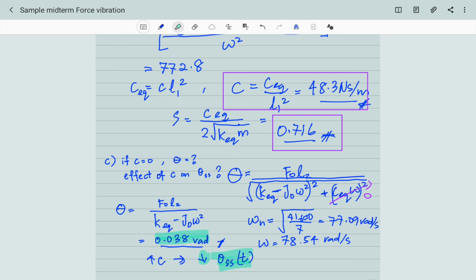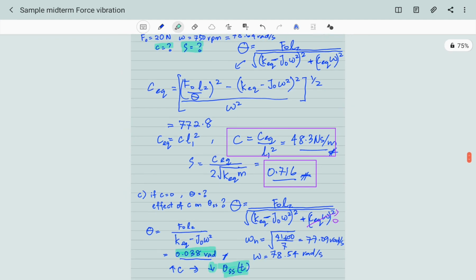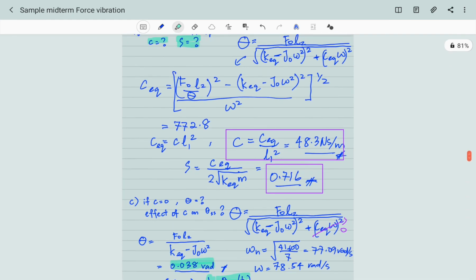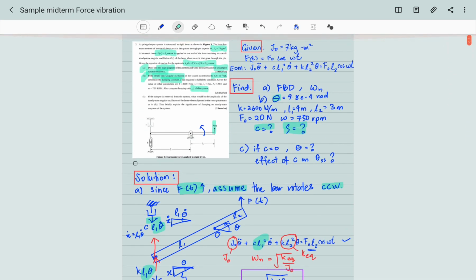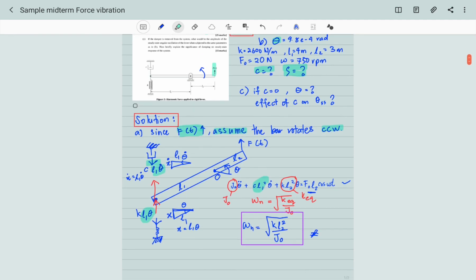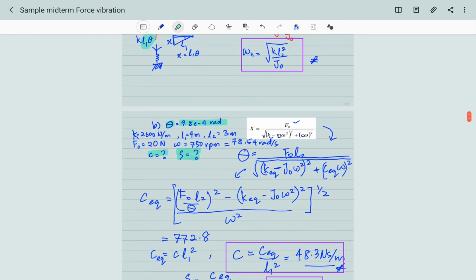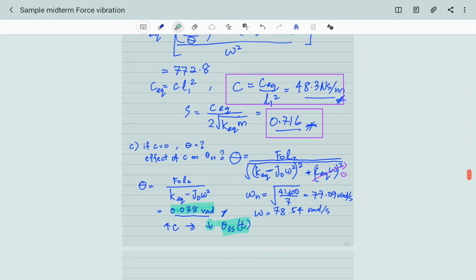Okay, I think that's all for the solutions for part A. We have done part A, part B, and also the final answer for part C.